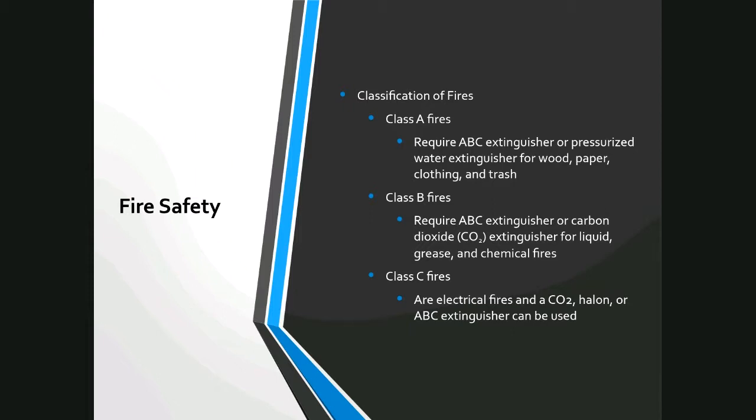Generally, in a household setting, the ABC extinguisher is used because we don't know what types of fires we're going to come up against. So it's better to have a universal that will fight any of these. Please be aware that certain fire extinguishers, as shown here, like the CO2, cannot be used on Class A fires. And the halon fire extinguisher can't be used on Class A or Class B.